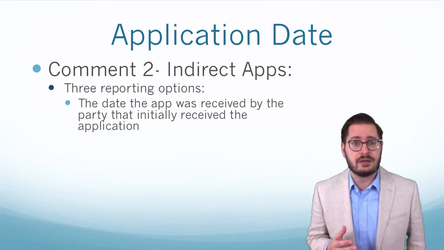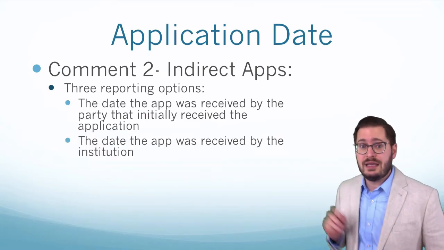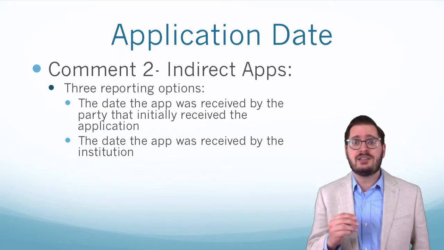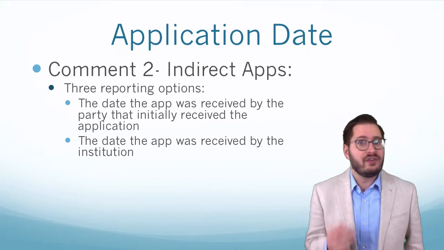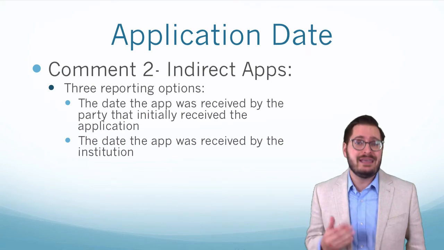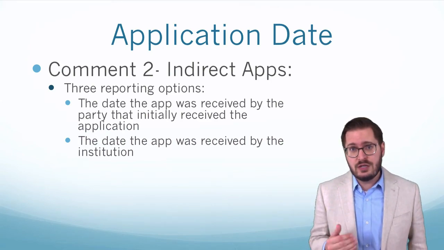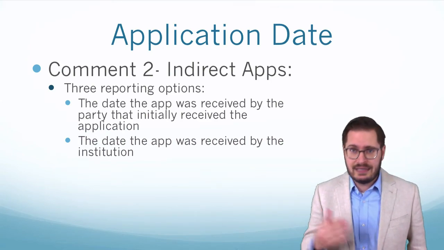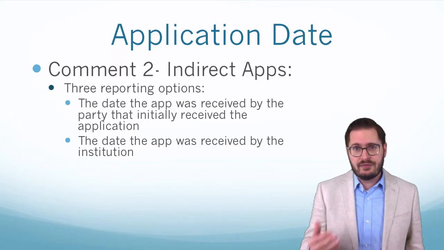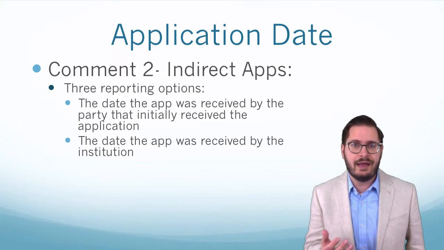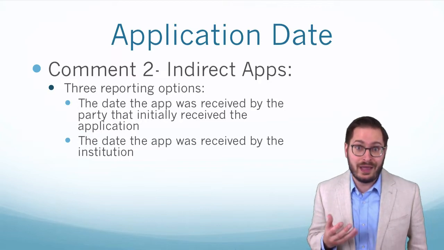That's your first option. Now, your second option is you can use the date the application was received by your financial institution. This may be easier for most of you because what you could do is keep a copy of the email in file that came from the broker, hopefully through a secured email, or if they send it the old-fashioned way, fax, right?